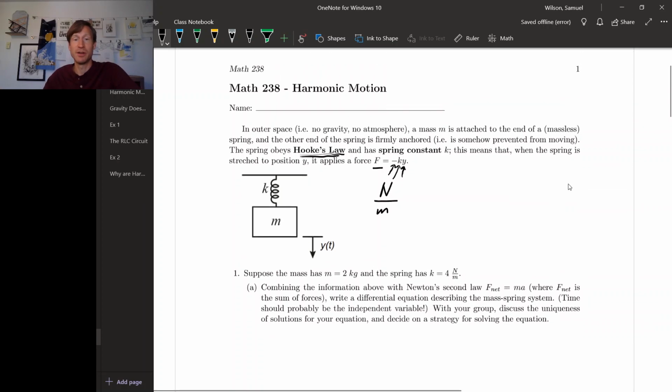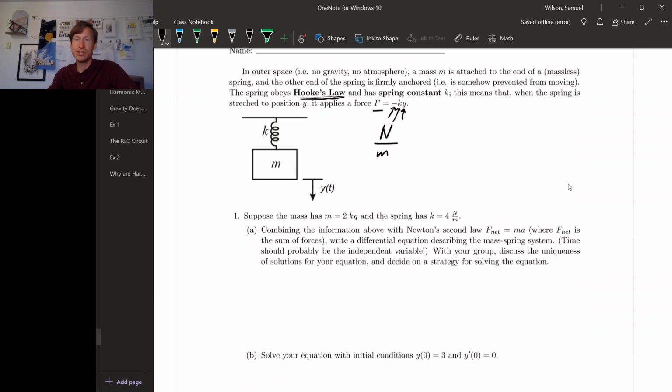Okay, so let's work on number 1 here. So we're going to try to write a differential equation to describe the mass on the spring. Now we are assuming that we're in some situation where there's no gravity, so say deep in outer space, so we don't have to worry about how the gravity acting on the mass changes the situation. In fact, it doesn't change the situation, which we'll look at later, but just to make things simple, let's assume we have no gravity.